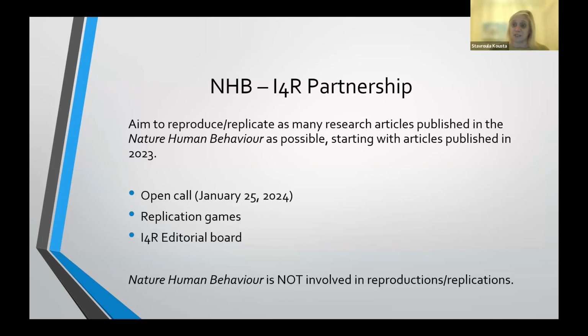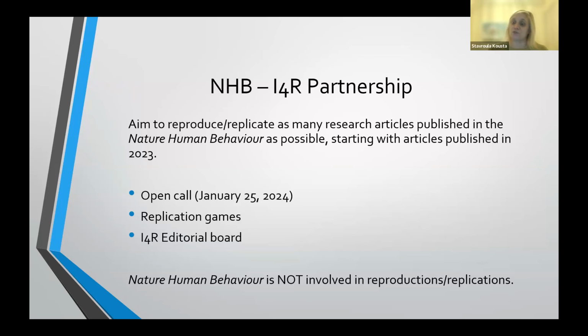The Institute also has an editorial board who act as ambassadors and also help organize replication games. To be clear, in the context of this partnership, Nature Human Behaviour is not involved in the reproductions or the replications. We have no role in selecting the papers or in how the reproductions are carried out. This is entirely the domain of the Institute for Replication.